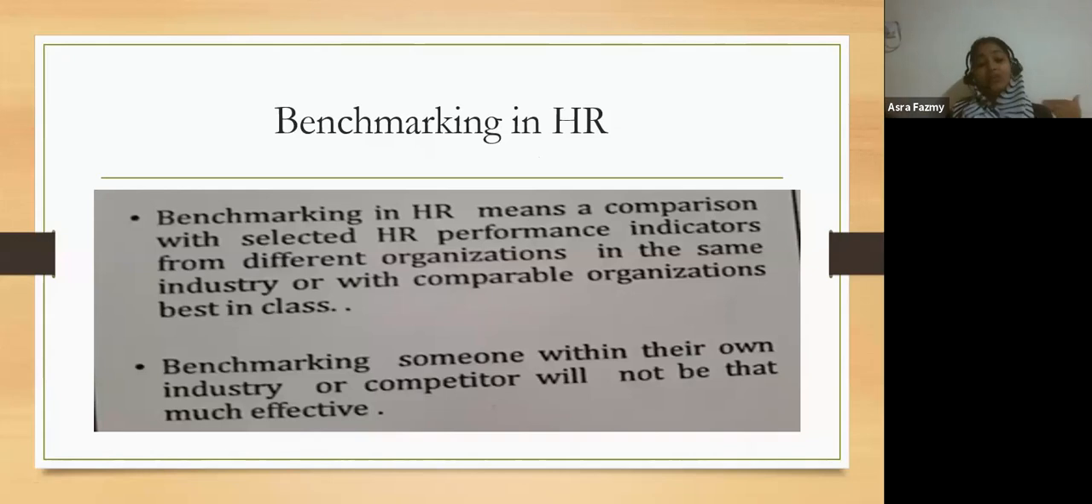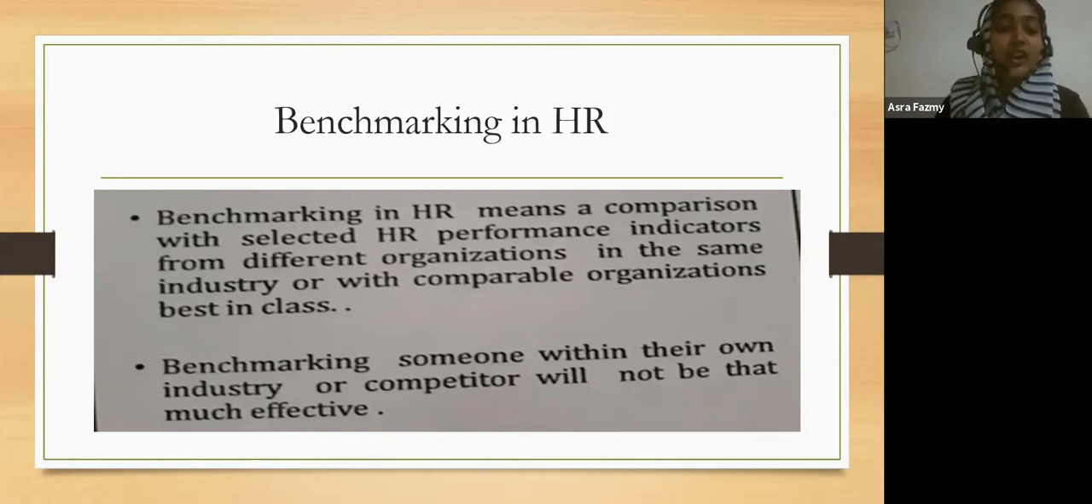When their labor turnover is 20 percent, our labor turnover for this year should be less than 20 percent. If our labor turnover is less than 20 percent, it means we have achieved our benchmark. So we are better than our competitor. Basically, when you do this benchmarking, the organization you select should be in the same industry, or a comparable organization, best in class.